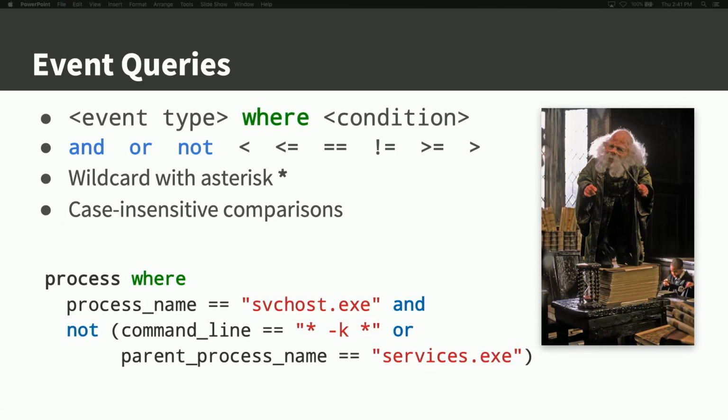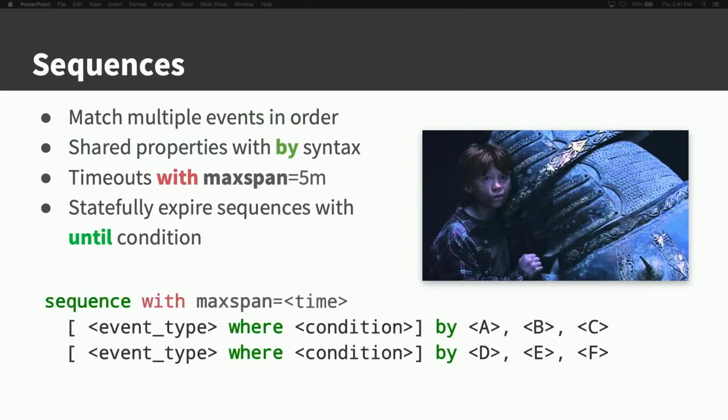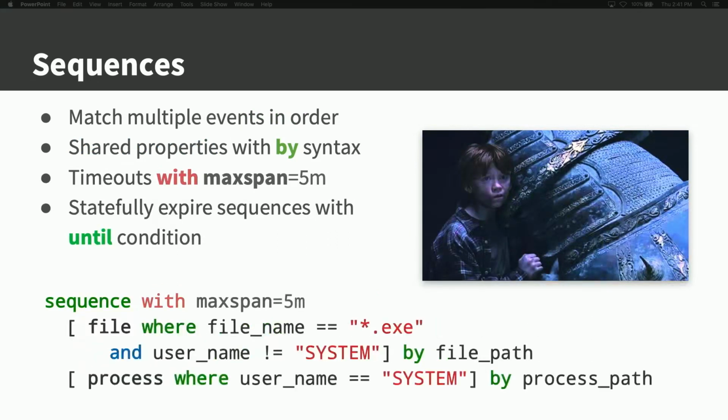I can take that simple component, that event query, and I can stack them together into a sequence. So I can look for multiple events in a row that look a certain way. It follows this template where we've got a sequence over some time span, if that's relevant, and then between the brackets, you've got that event query again. So you have multiple events that look a certain way, and you can even say they have shared properties in common. So maybe you're looking for privilege escalation. What about a file that was written by a non-system user that ran as system later? That sounds like privilege escalation to me.